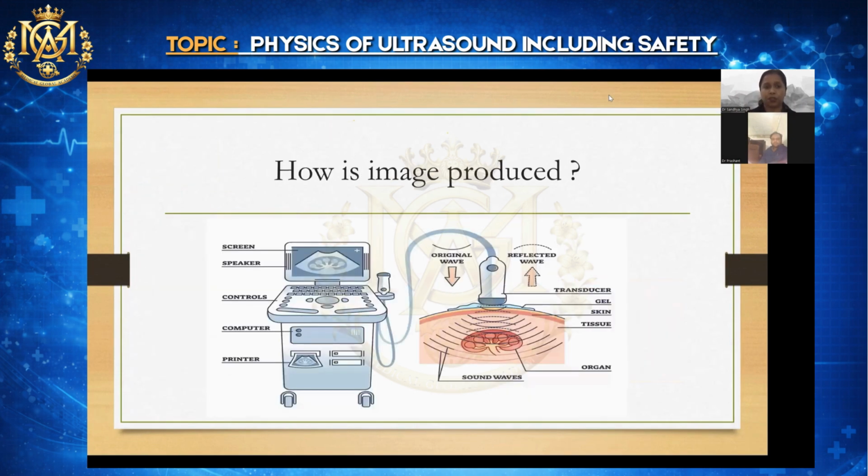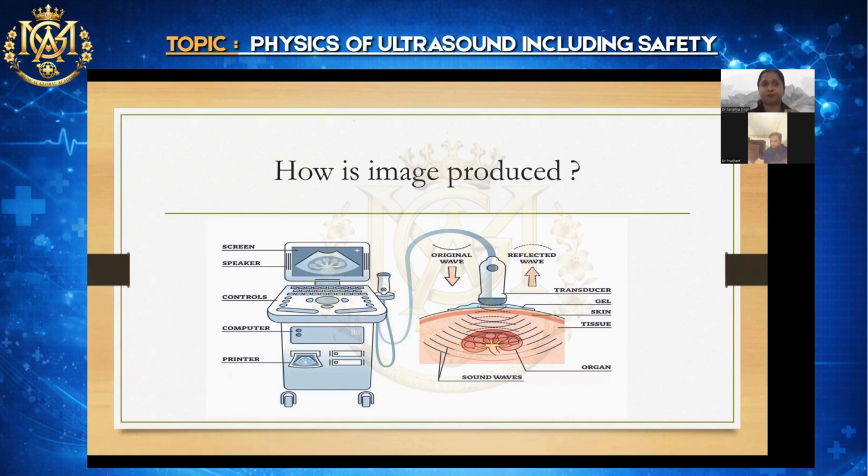Okay. Now, how is this image produced? So basically what happens, from our ultrasound machine, electrical energy is transmitted through these wires into the probe. In this probe, there are a few piezoelectric crystals.